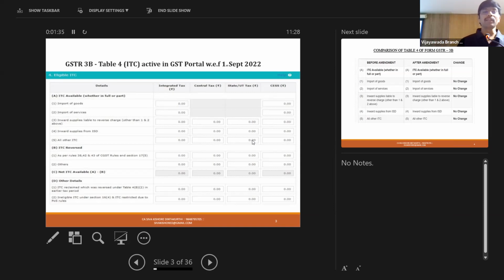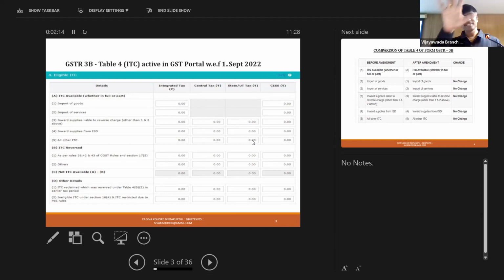See, here there are two limbs. One is as per rules 38, 42, 43 and Section 17(5). Blocked credits: Section 17(5) prescribes certain credits as blocked credits, and you are not entitled to take credit in respect of the transactions notified under 17(5). And rules 38, 42, 43: if you are required to reverse a credit under rules 38, 42, 43, or if a credit itself is ineligible under Section 17 subsection 5, then you are required to mention the same in 4B1 as permanent reversal, which means a non-reclaimable credit.